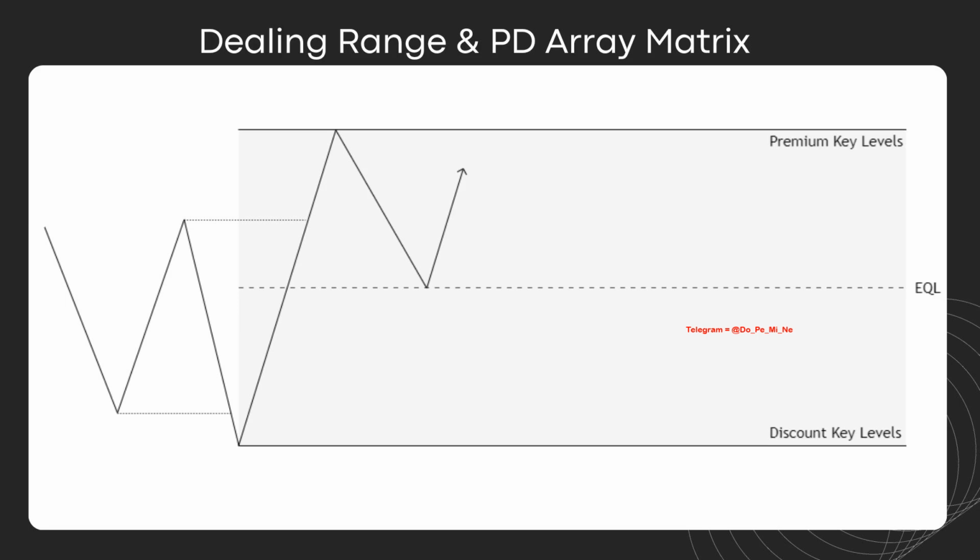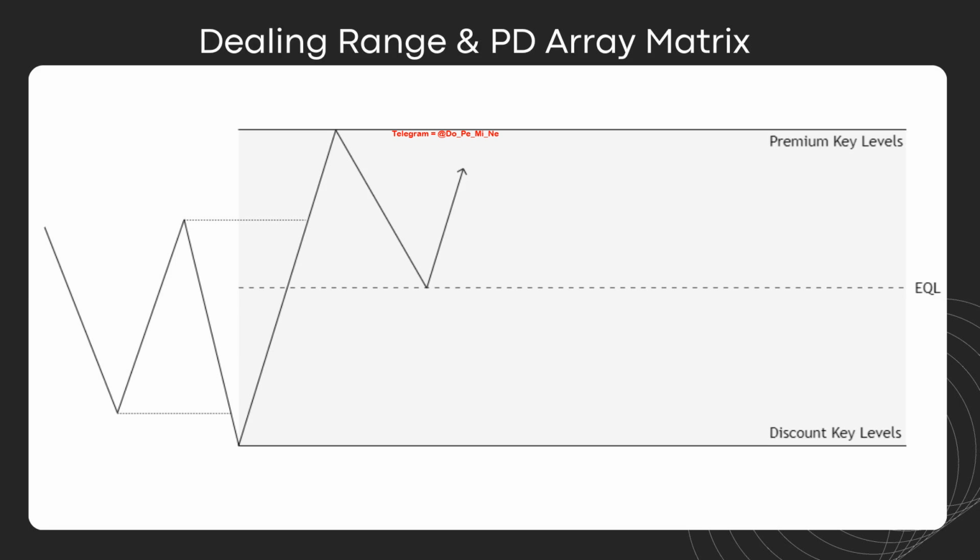In order to clear that confusion and be more familiar with the market dynamics, we're going to use this dealing range and PD array matrix, and divide this range into two halves, discount and premium, which also means that now the key levels have been classified into two groups. So we've got the discount key levels, meaning the key levels that are in the discount region, and then the premium key levels, which are in the upper half of this dealing range.